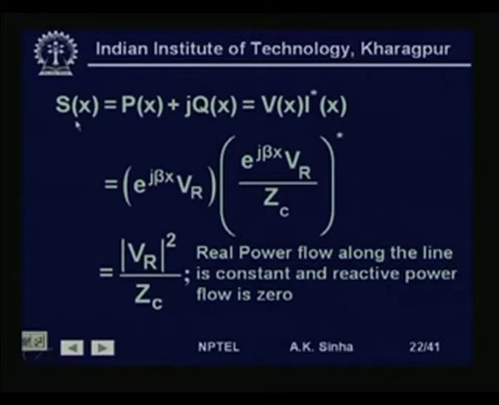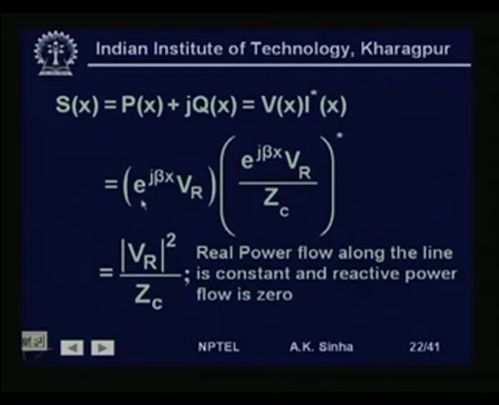Now, if we talk in terms of the power flowing in the line when we terminate this lossless transmission line through a surge impedance, then we have Sx, the complex power flowing at any point in the line at a distance x from the receiving end, equal to Px plus jQx, where Px is the real power and Qx is the reactive power flowing at a distance x from the receiving end. This is equal to Vx into Ix conjugate.